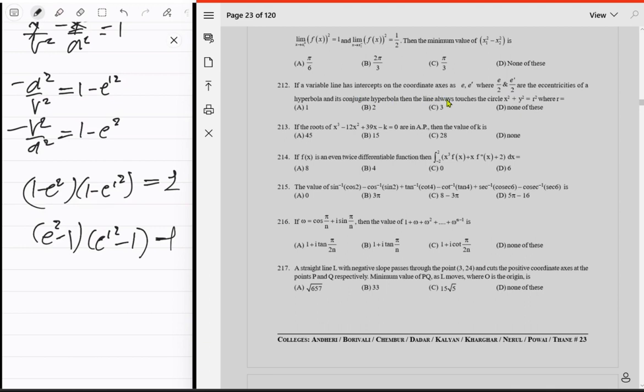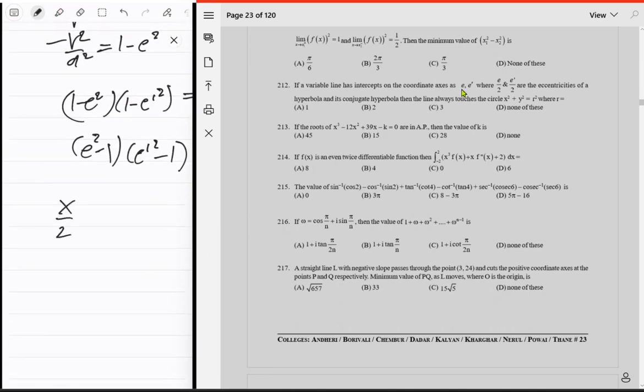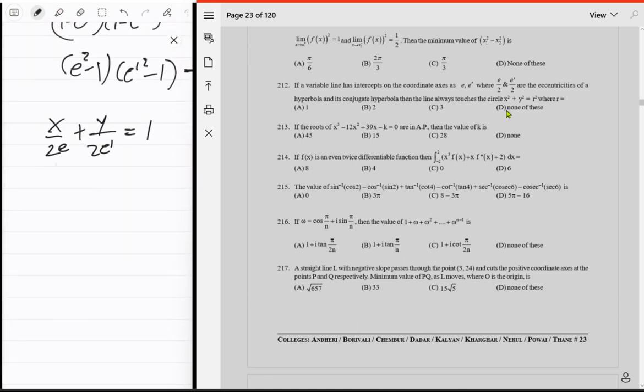Yes, are the intercepts of the hyperbola and conjugate hyperbola, then the line touches a circle. Oh, so like, but you never used these again. Do one thing: replace these with e and e dash, and call this 2e and 2e dash, right? Your line is of this form: x upon 2e plus y upon 2e dash is equal to 1, right? Okay. And the line always touches the circle x square plus y square equal to r square. What will be the distance from 0 0 to it? I mean we can write like this. Whatever it is. What will the distance be?